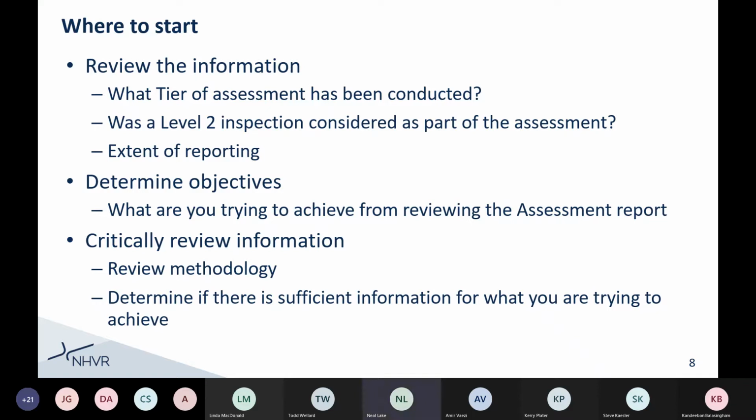And then, of course, we've got to get into critically reviewing the information, reviewing the methodology, and determining if there is sufficient information about what you're trying to achieve. And we'll get into that in a bit more detail for the various tiers of assessment shortly.